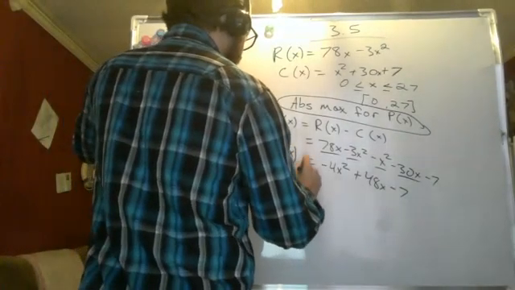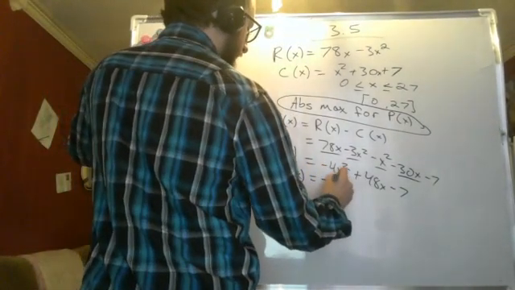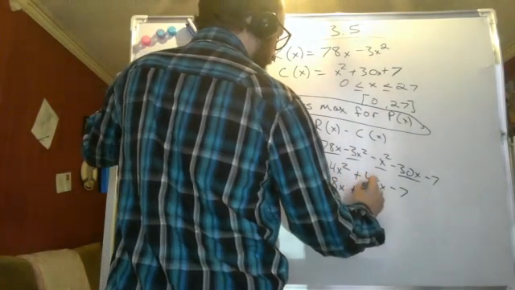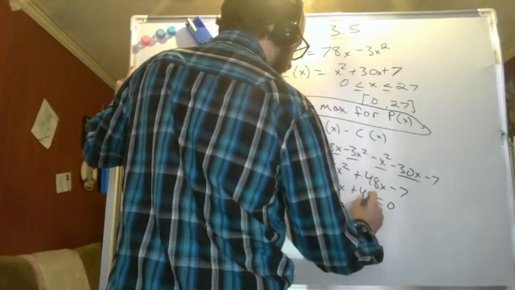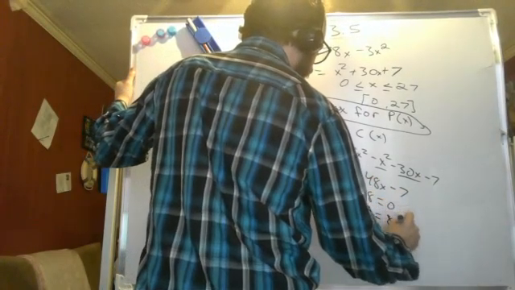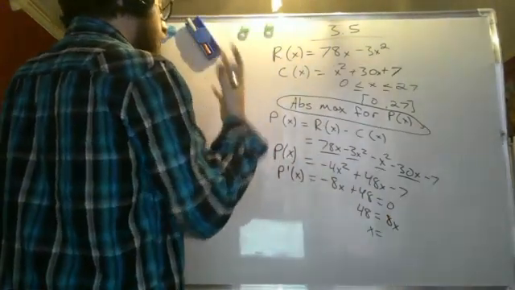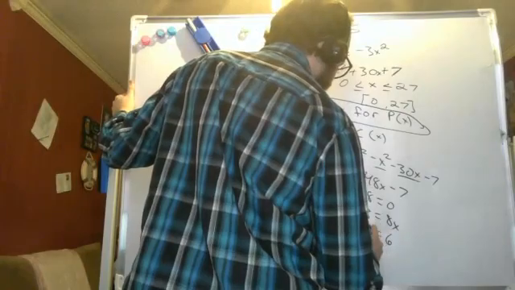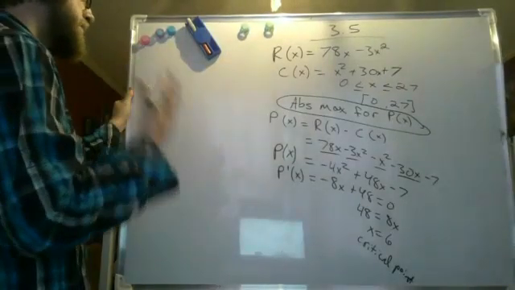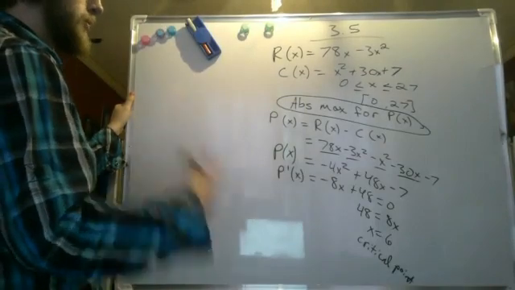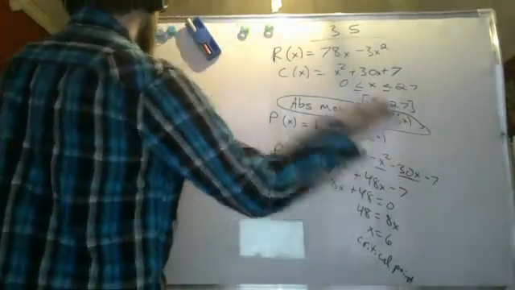So p prime of x is equal to negative 8x plus 48. We set that equal to 0, and so I'm going to add the 8x over. We have 48 equals 8x. Divide by 8, and 48 divided by 8 is 6. So this is a critical point. Okay, so that's a possible extremum, a possible maximum we want to check for. So we can do that.